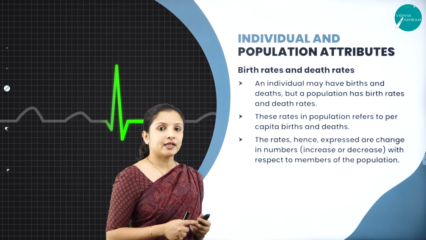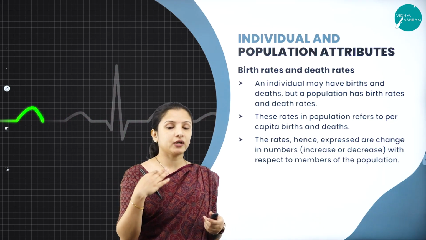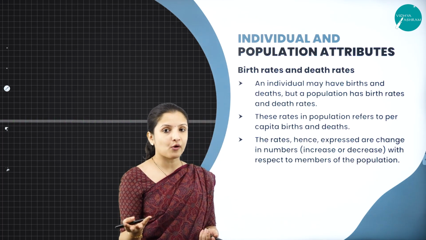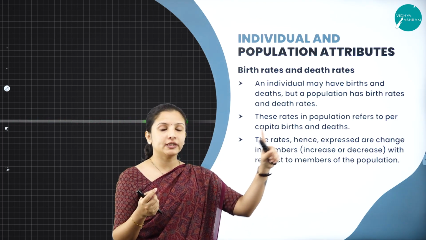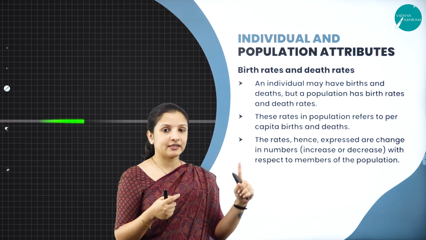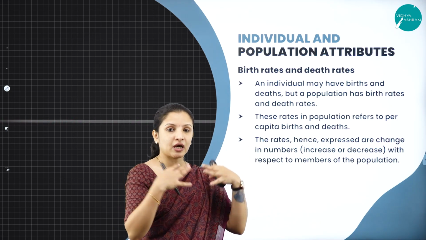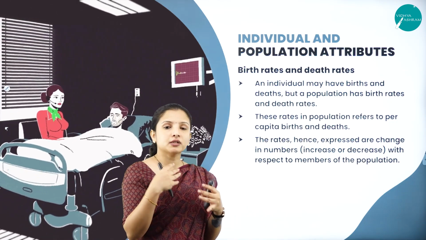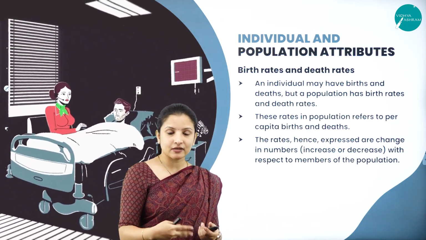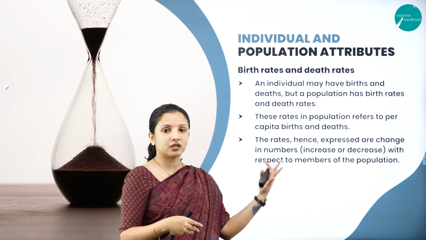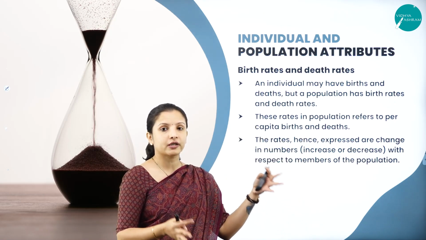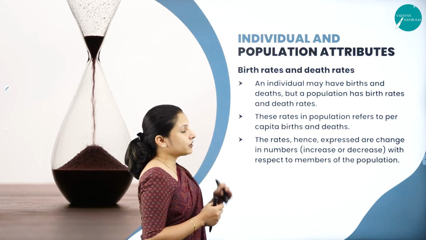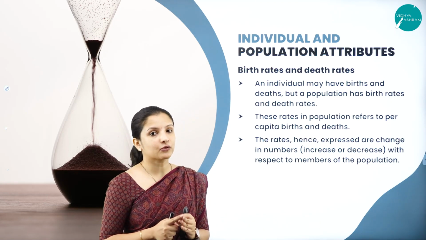So next, let us study what are the different attributes that we can give in order to consider the individual and a population. Individual means only one tree standing in a desert. It is an individual tree. Number of trees in a desert, that will become a population of trees. So what are the different attributes that we can give in order to consider that particular organism as an individual organism or as a population of that particular region? So here there are various attributes that we can consider.